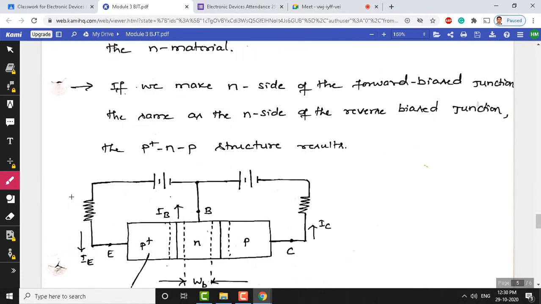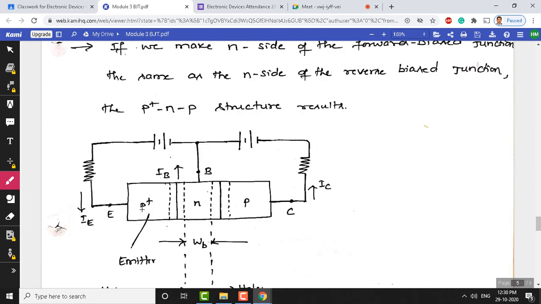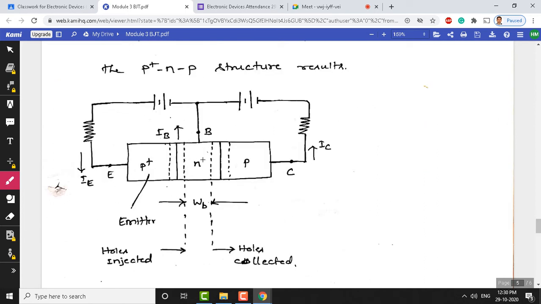So that's what is told here. If you can make the N side of a forward biased junction the same as the N side of the reverse biased junction, the P plus NP transistor structure will result, as you are seeing here. Already we have discussed the reverse biased PN junction. We said that we need to inject holes into this N region. Now this hole injection will be done by this P plus N device, which is forward biased.